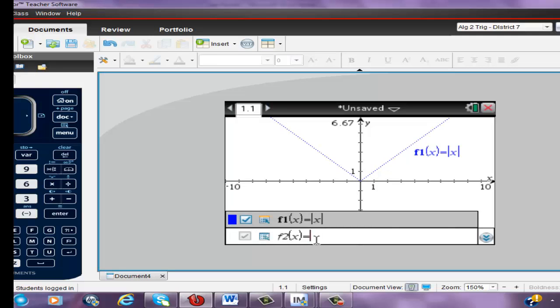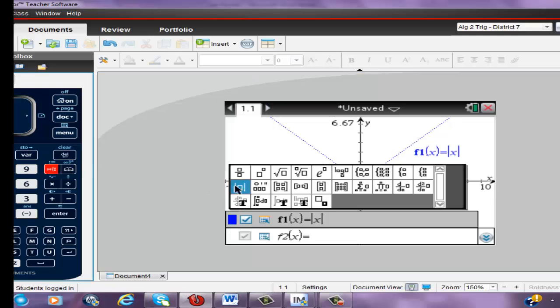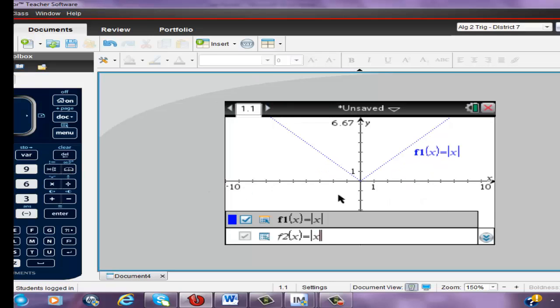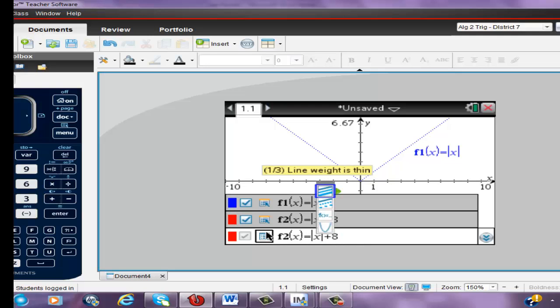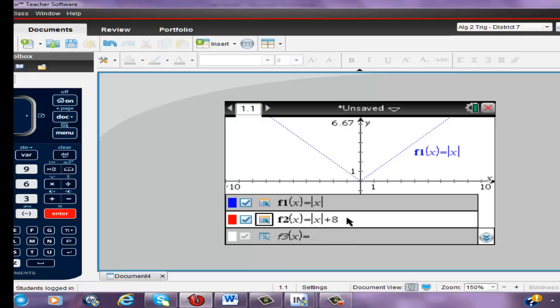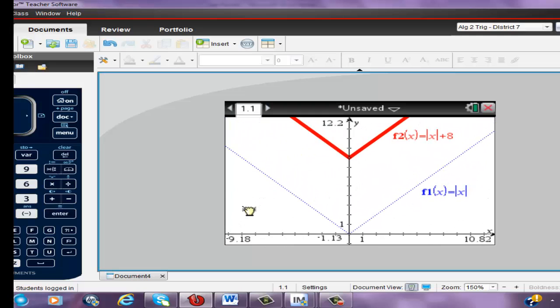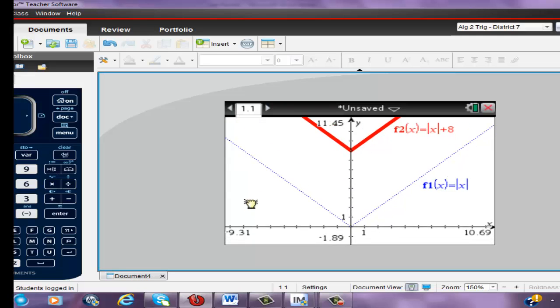F2 is where we'll make our children, and for F2 we want the absolute value of x and then a plus 8 outside of the absolute value bars. Let's come over here, make that child wide or medium, but I want wide. There we go, thick I guess is what they call it, graph it. And I can't see it. Well, let's scroll around. Oh, there it is, way up there, 8 units above the parent.